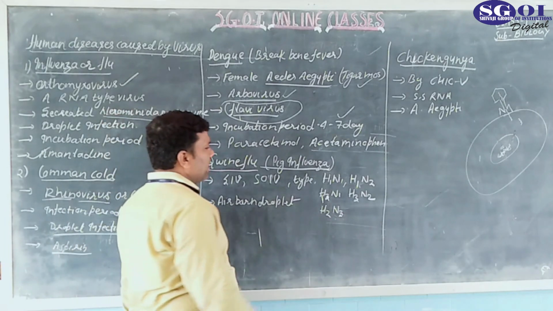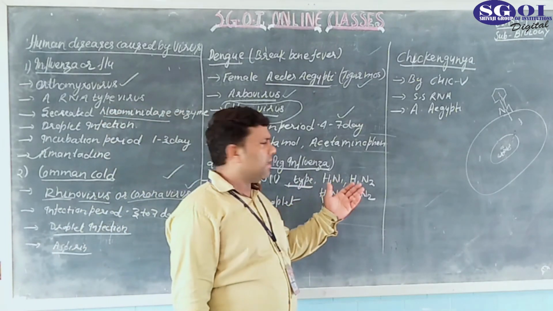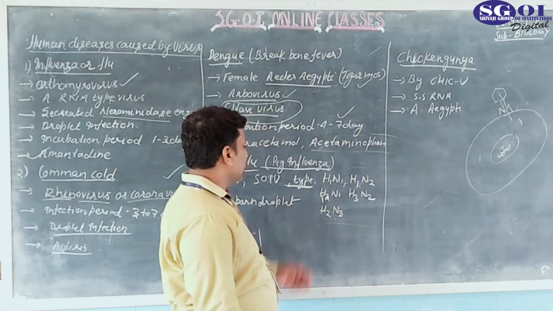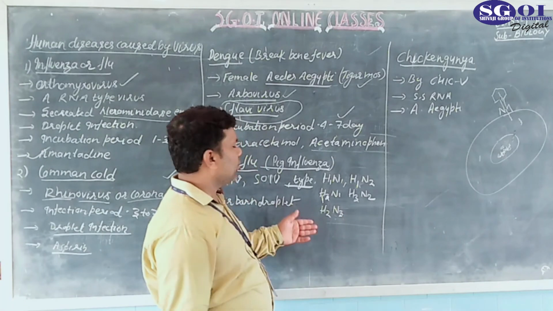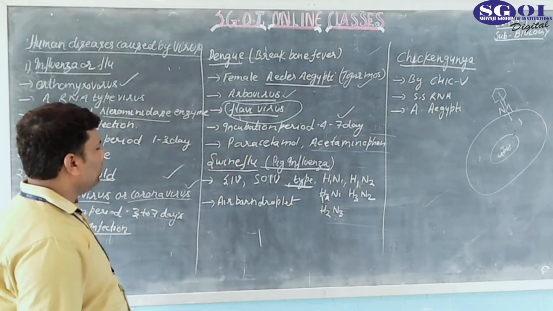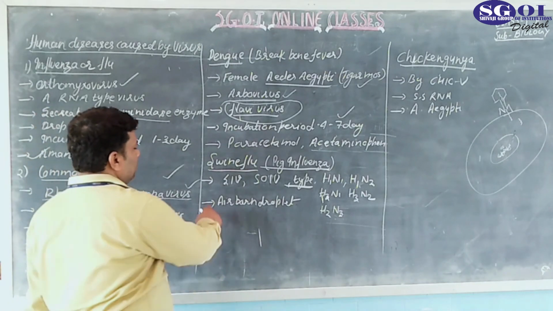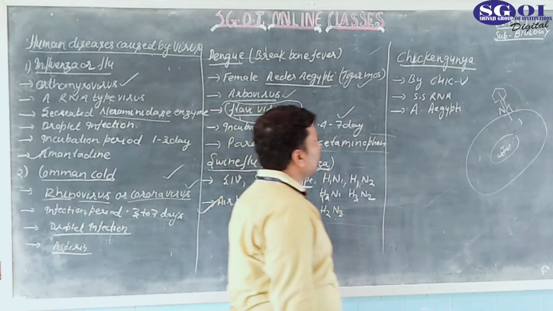Here the types of swine flu are found. They are H1N1, H1N2, H3N1, H3N2 and H2N3. These are the types of swine flu virus. It also takes place by the airborne droplet infection method. Now comes the next disease.